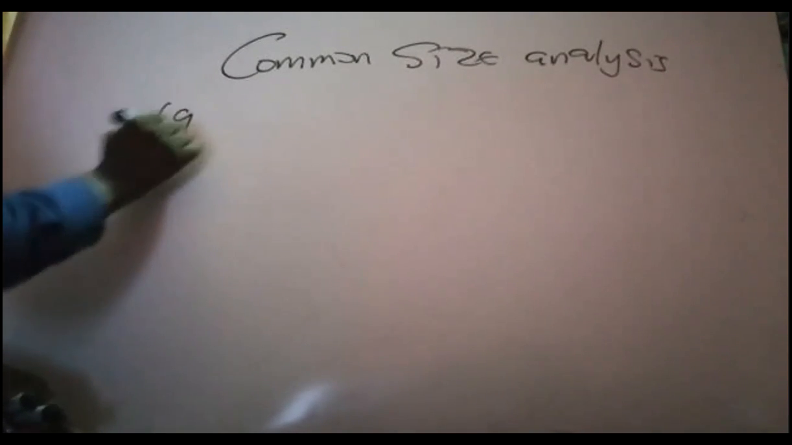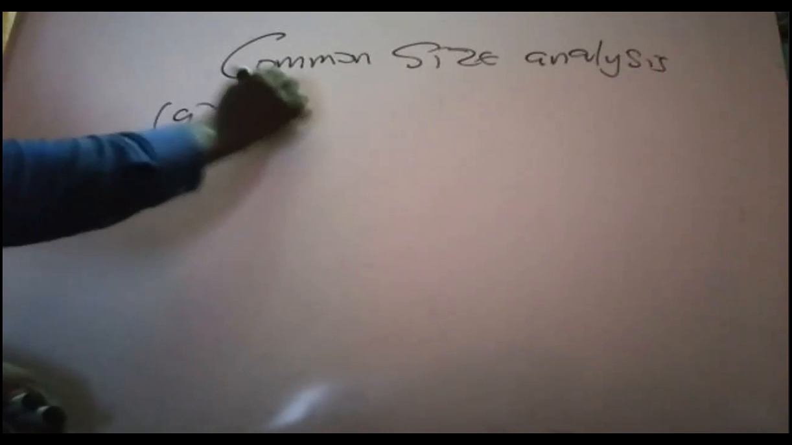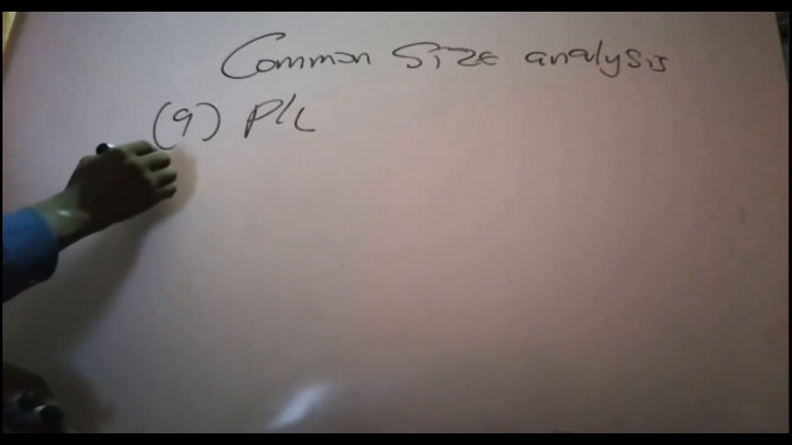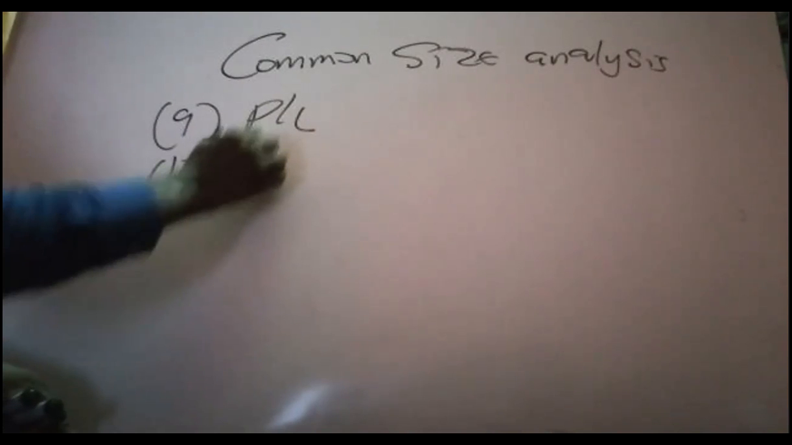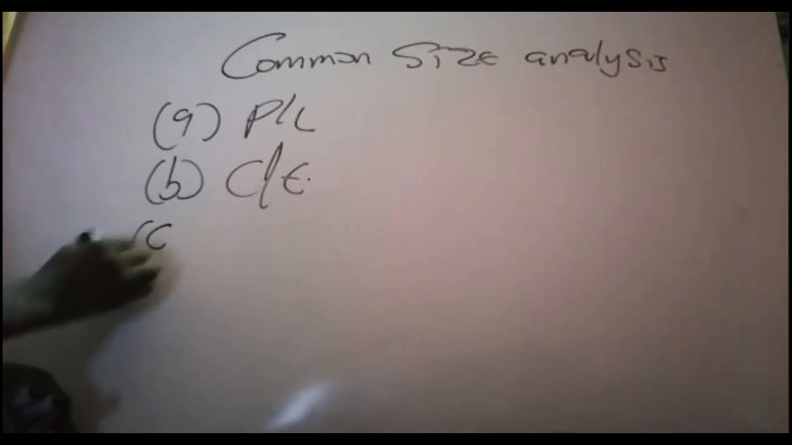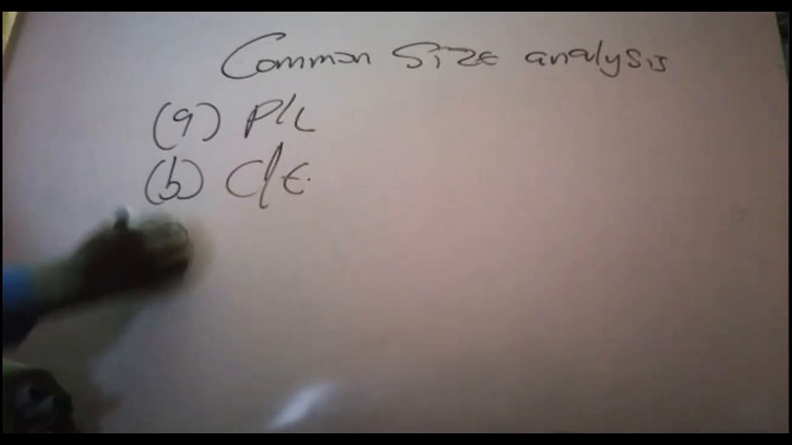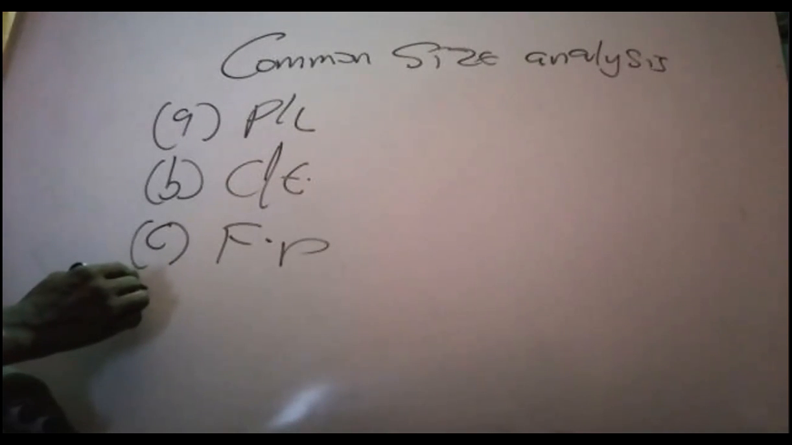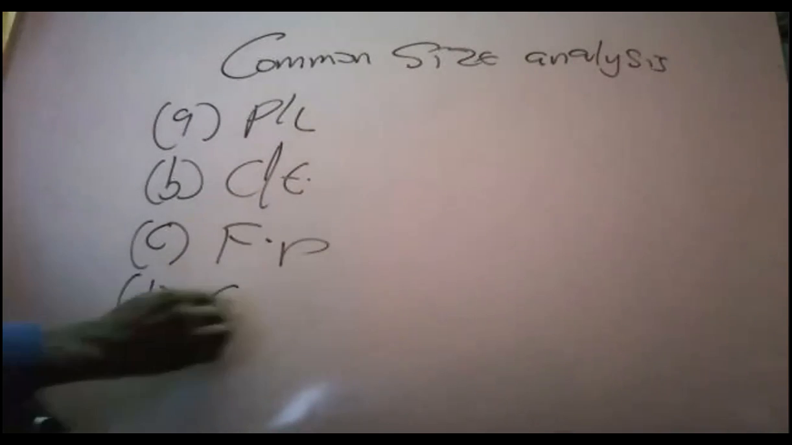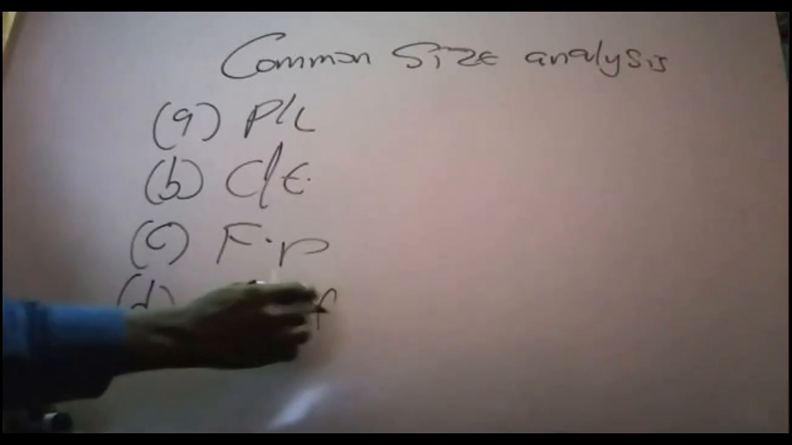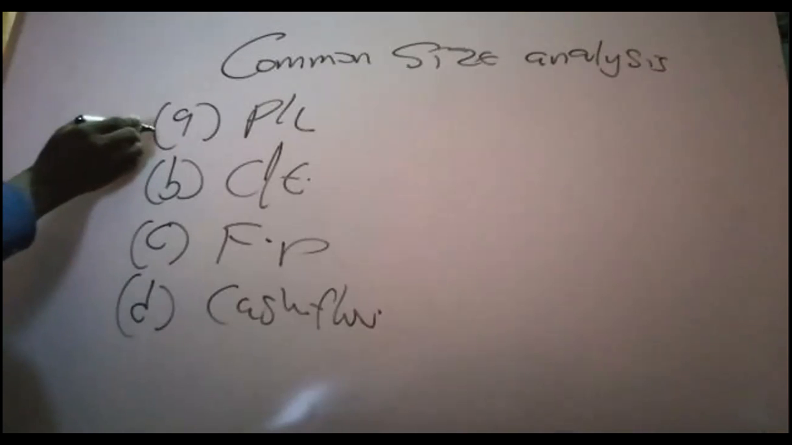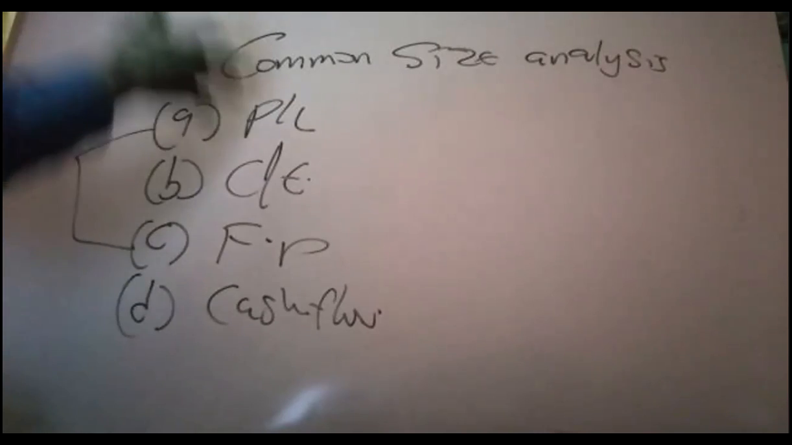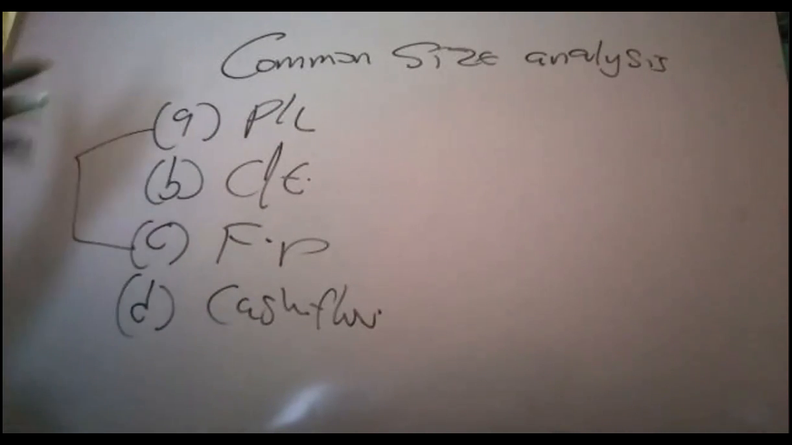Number one, we have the profit or loss, the P&L. Number two, we have the changes in equity. Number three, we have the financial position. Number four, we have the cash flow. Now, with a common size, you just have to focus on the P&L and the financial position. Cash flow and changes in equity, no.